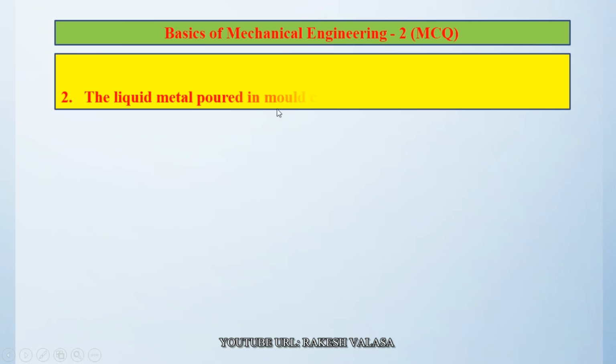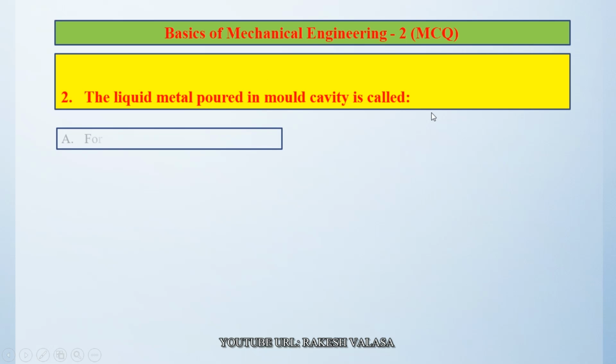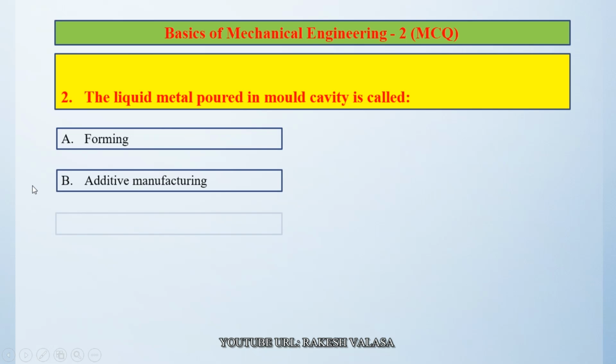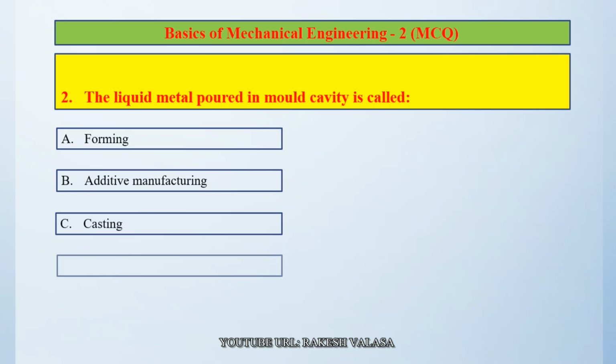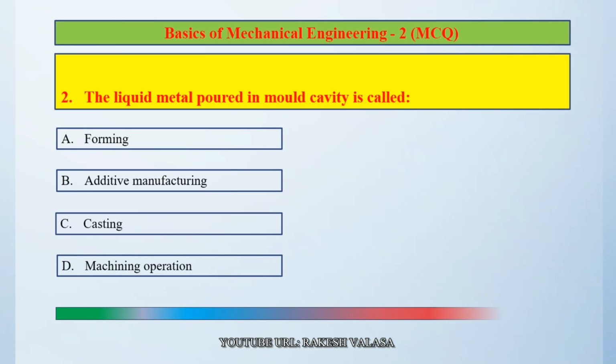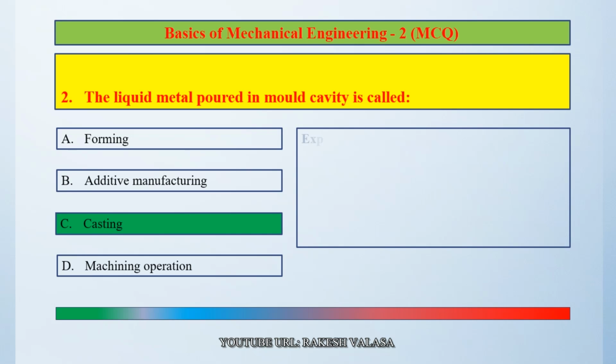Question number 2. The liquid metal poured in mold cavity is called: option A forming, option B additive manufacturing, option C casting, option D machining operation. The correct answer is option C casting. Let us see the explanation.